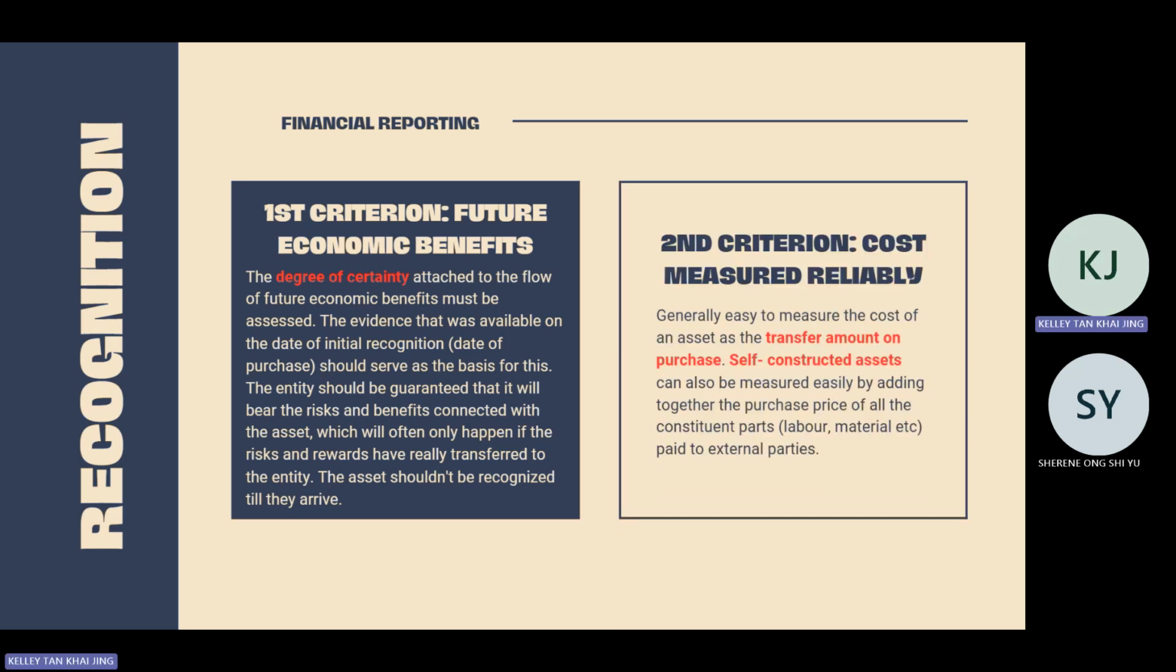Second criterion, cost measured reliably. It is generally easy to measure the cost of an asset as the transfer amount on purchase. A self-constructed asset can also be measured easily by adding together the purchase price of all the constituent parts, such as labor and material, paid to external parties.